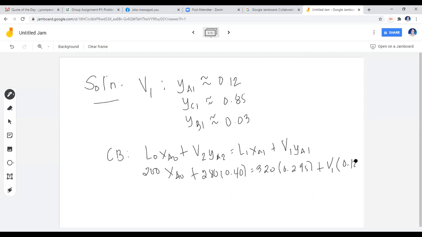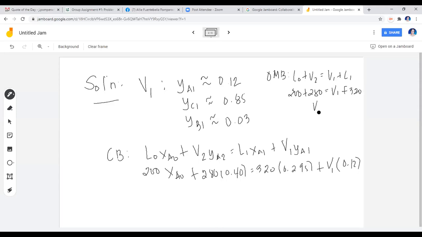Since we still do not know your V1, so that we'll only have one unknown left in this equation, we can do overall material balance. So I'll write it here on top so we can save space. So this would be L0 plus V2, your solvent, is equal to V1 plus L1. Your L0 is 200, your V2 is 280, your V1 is unknown and your L1 is 320.